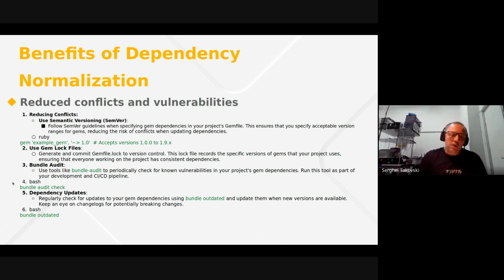With bundle audit, for example, for a specific new release, you can achieve normalization of your gems. I think it will be good to implement it in a CI/CD pipeline. If you don't have this, I think it will be a good idea to implement it.